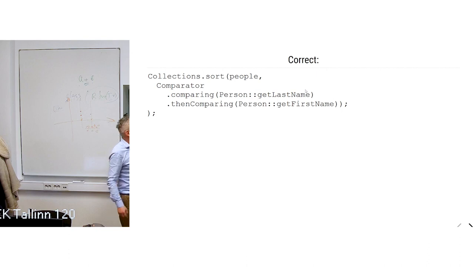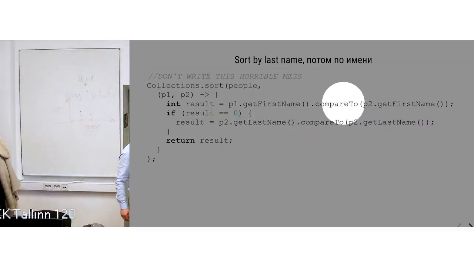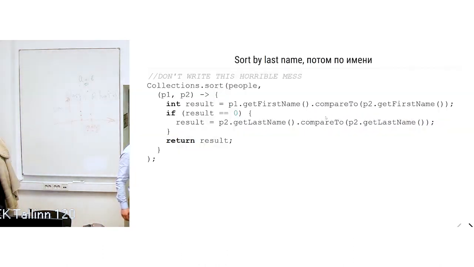Please see. Comparing person get last name, then comparing person get first name. By the way, I just realized, for the third or fourth year of showing this slide, that this code actually contains a mistake, because I'm going to compare first name first and last name last. This is buggy code. And this is another example why you should not write this. It's very easy to put a bug here.